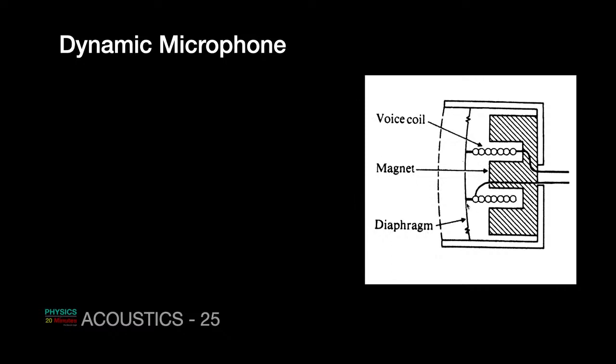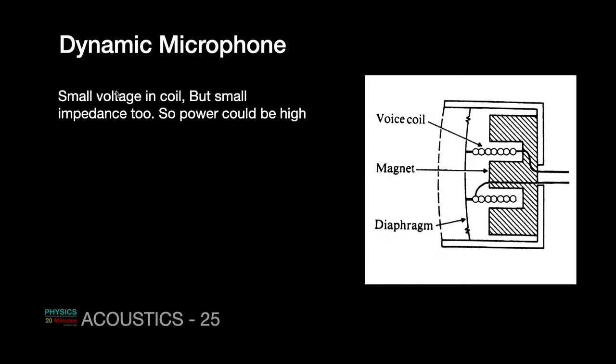This is going to be your screen or diaphragm, and the vibrations will happen this way. EMF is induced from this end, and the wire is taken out from this end. So it generates a very small voltage in the coil. Remember, it's working on Faraday's law of electromagnetic induction. But it also has a small impedance. The resistance of the wire is small, so power could still be very high.